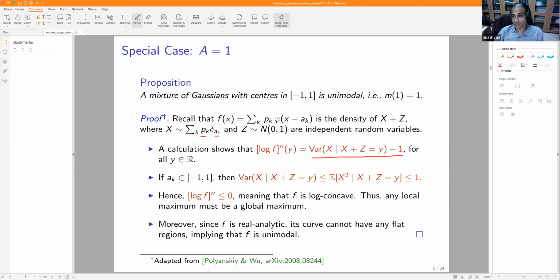And so any local maximum that f can have must be a global maximum. So it can have at most one mode, and you cannot have any flat regions because these are all real analytic functions. You cannot have an uncountably infinite number of modes, or flat regions on top. So the mode has to be a pure bump. These are all mixtures of Gaussians, and individually every Gaussian is real analytic. If you have flat regions, that's not possible for a real analytic function. Okay, so this shows that f is unimodal.